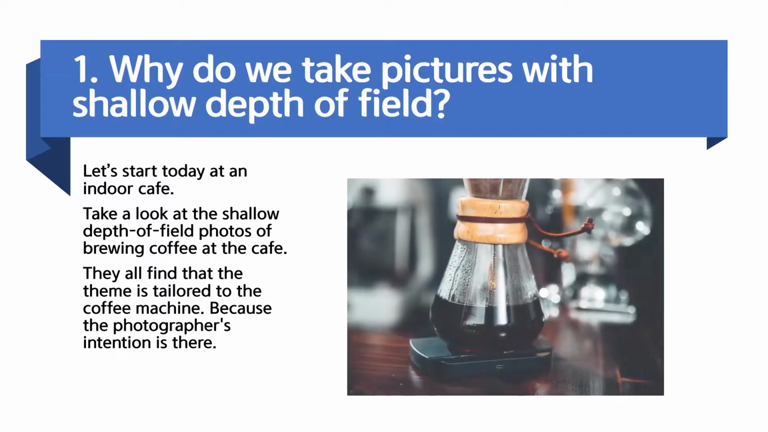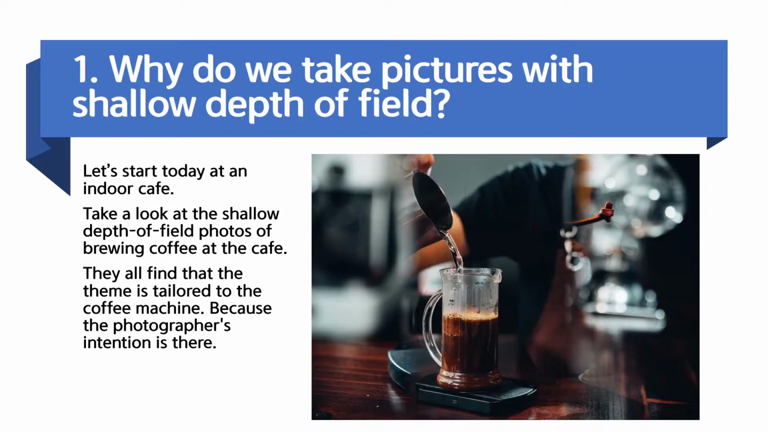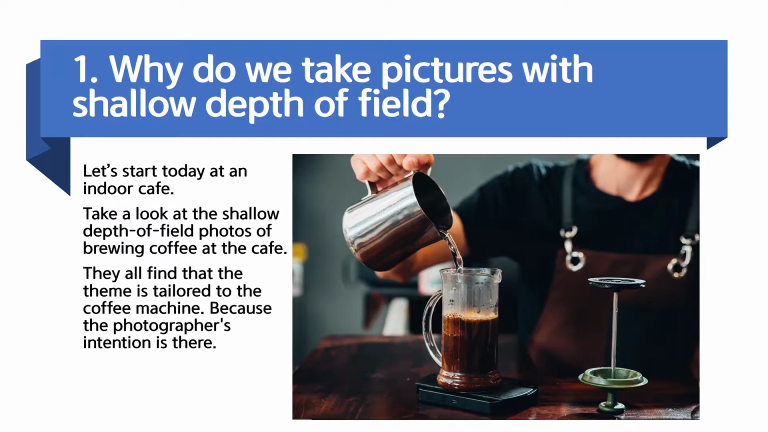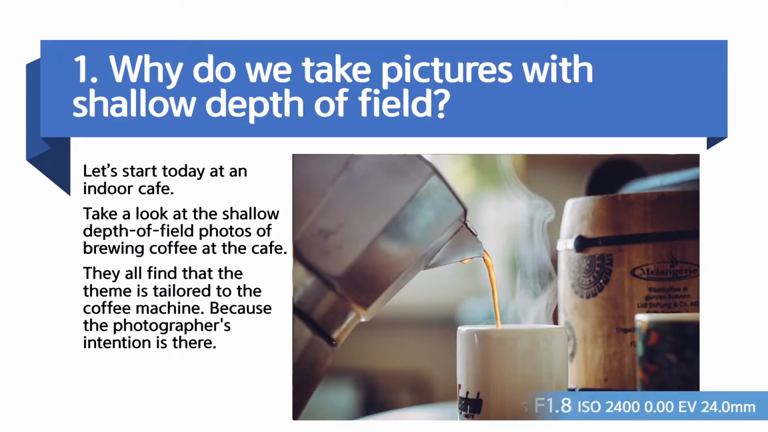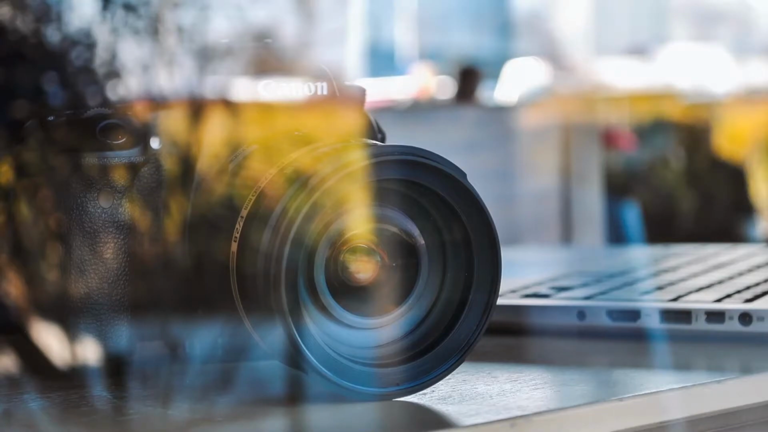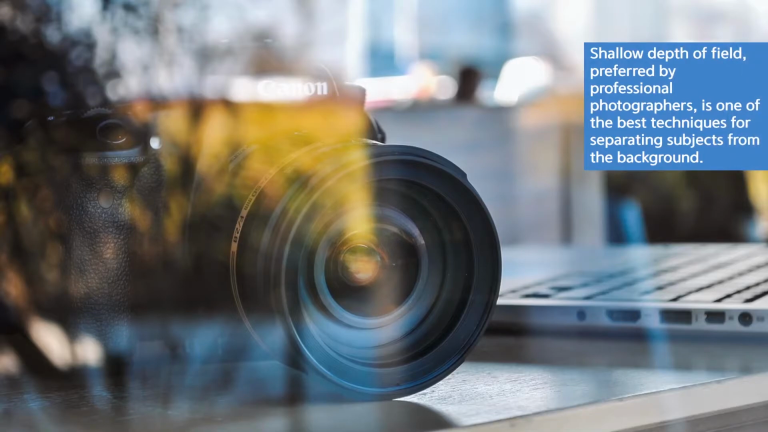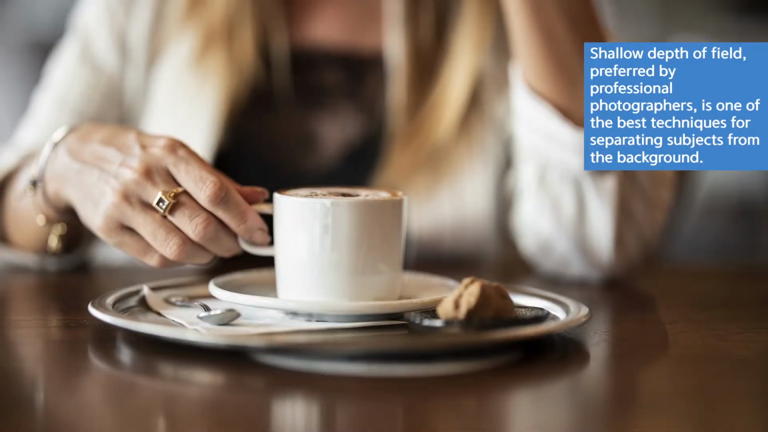1. Why do we take pictures with shallow depth of field? Let's start today at an indoor cafe. Take a look at the shallow depth of field photos of brewing coffee at the cafe. They all find that the theme is tailored to the coffee machine, because the photographer's intention is there. Shallow depth of field, preferred by professional photographers, is one of the best techniques for separating subjects from the background.